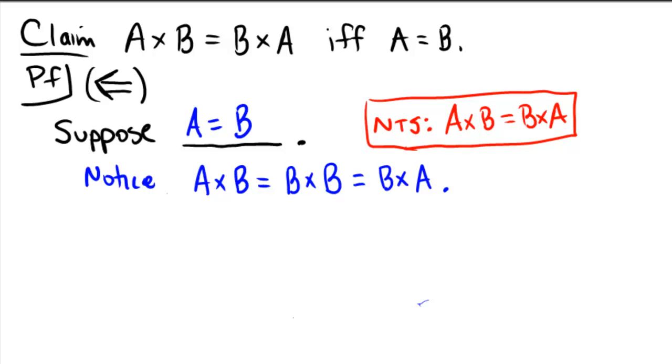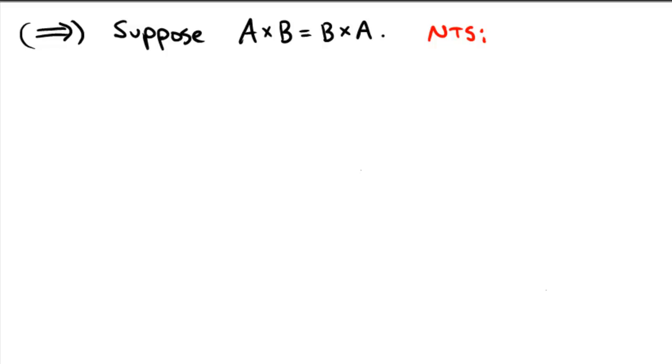Okay, let's try the forward direction then. In the forward direction, we're going to suppose that A cross B equals B cross A. That's the first part, the P. What are we going to want to show here? Do you remember? Now we're going to want to show the second part, the Q. We want to show that A equals B. And if we can do this, then we'll be good.